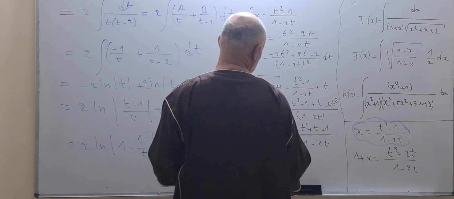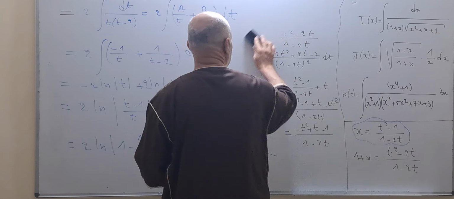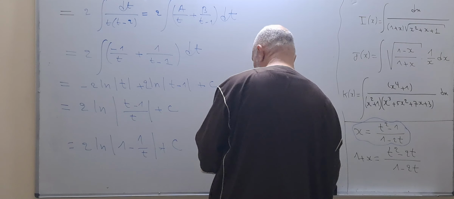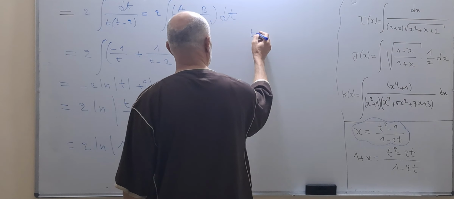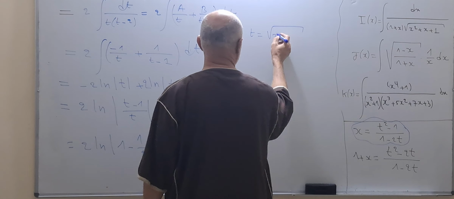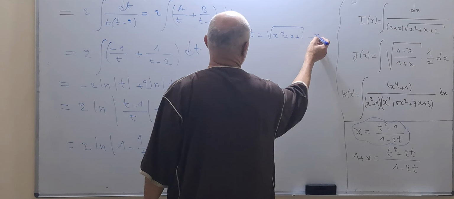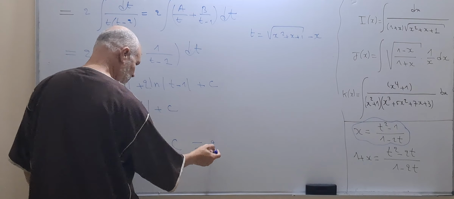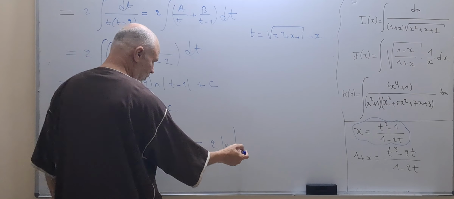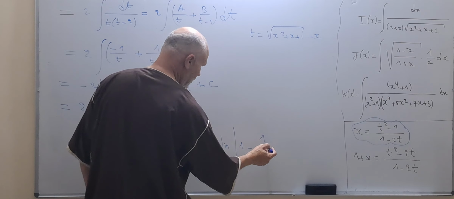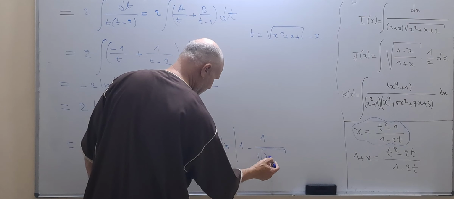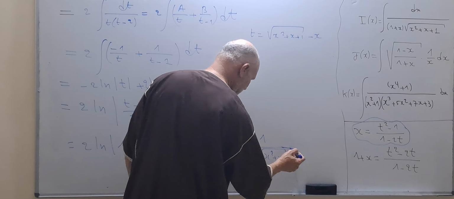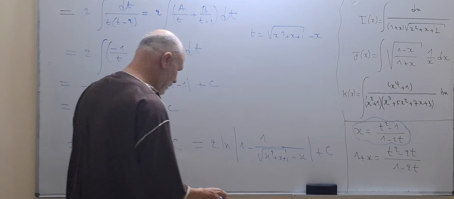Don't forget that t is equal to the square root of x squared plus x plus 1 minus x. Don't forget the change of variable. This means that this is equal to 2 ln absolute value of 1 minus 1 over the square root of x squared plus x plus 1 minus x, plus a constant.